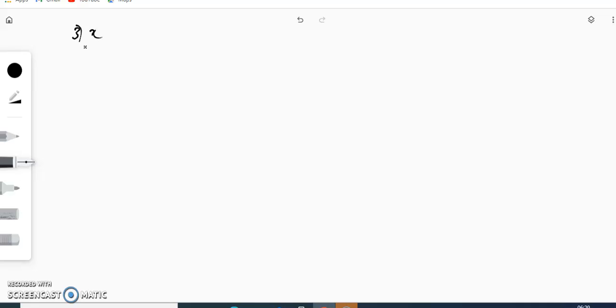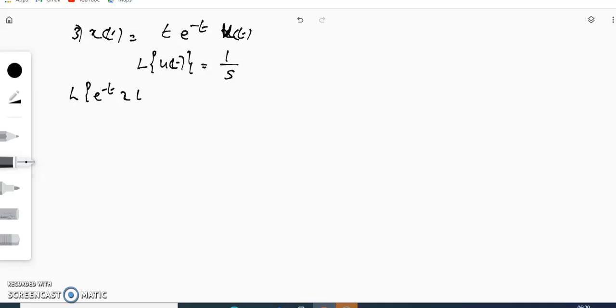Next is t into e raised to minus t into u of t. Now let us see how we do this. You have to take it part by part. First, this is not x of t, this is u of t. Let us first write what we know: the Laplace transform of u of t is 1 by s. So our X of s is 1 by s. Now, multiplying with the next term, e raised to minus t into x of t, the equation is X of s plus a. That is a shift in frequency. Let us do that first. So for e raised to minus t into u of t, the Laplace transform is with s plus a, so instead of 1 divided by s, we give s plus a.